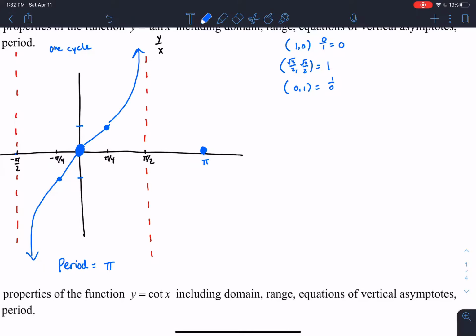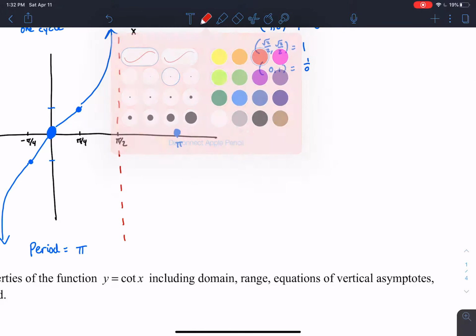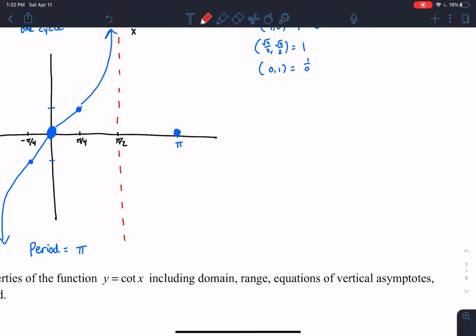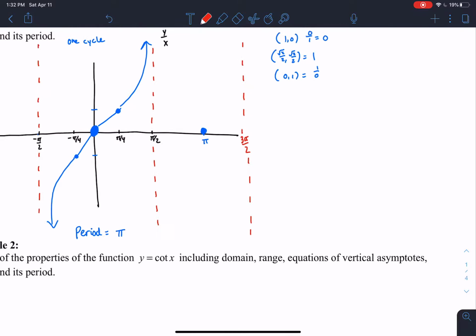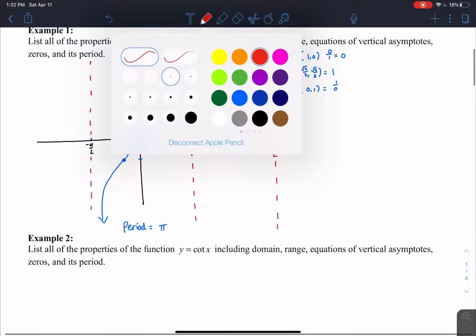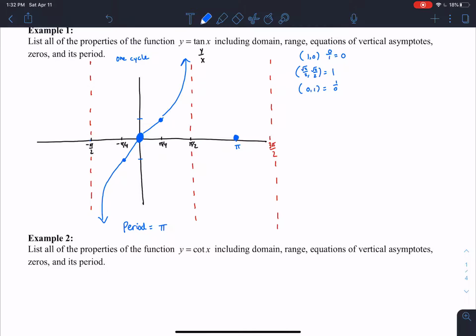All right, now if I wanted to figure out where my next asymptote is going to be, I'm going to add 1 pi to pi over 2, which is going to be 3 pi over 2. Okay. Now your cycle is going to look the same. It's just going to start at the bottom and then go across the axis, and then go up. All right, and then that keeps repeating. Goes in both directions.